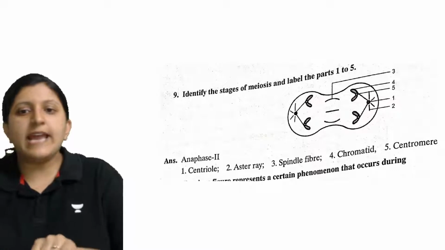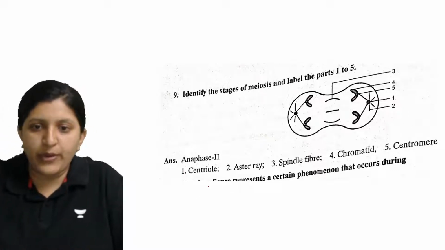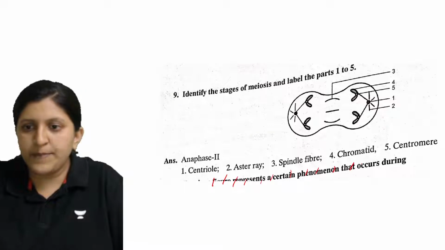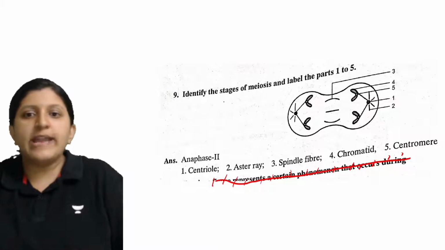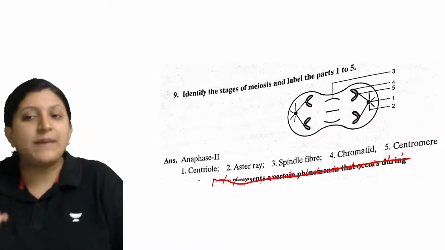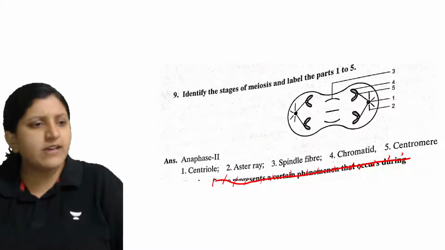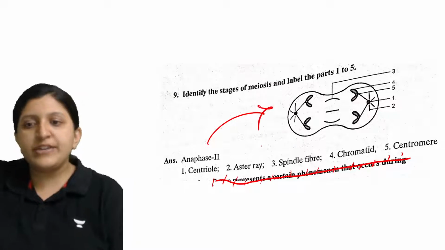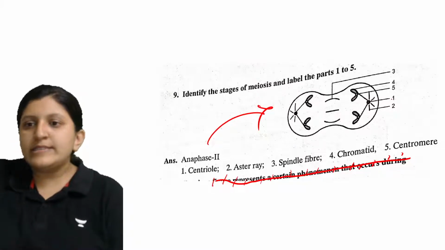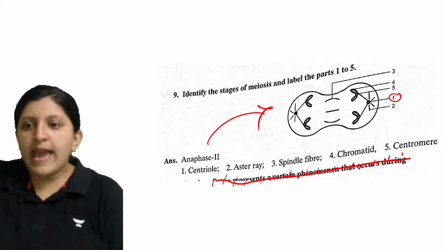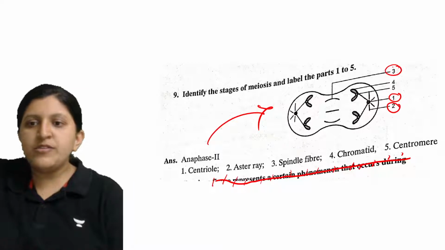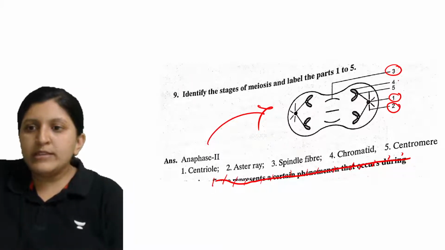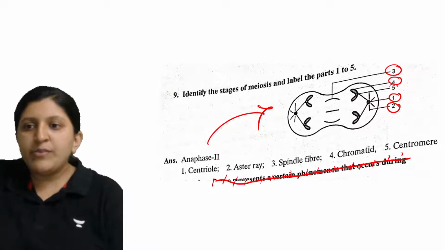Okay, so this is identify the stage. So this is again a different question itself. So we'll just scratch this up. So this is not there. Okay, so let's have a look at this one. Identify the stages of meiosis and label the parts as mentioned. Since it is asked about the meiosis, I have just added the answer here itself. So this is Anaphase 2. Okay, so in that case you can see there is a centriole, and then you can see the aster rays. So this one being the spindle fiber, fourth one being the chromatid, and fifth one being the centromere.